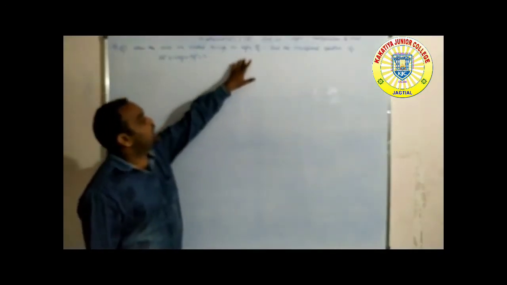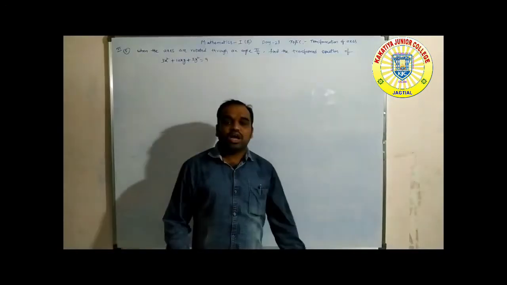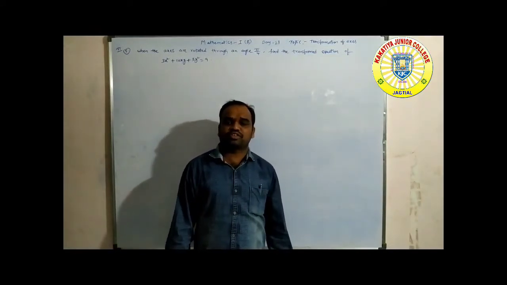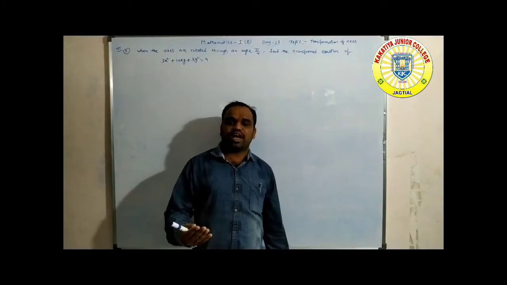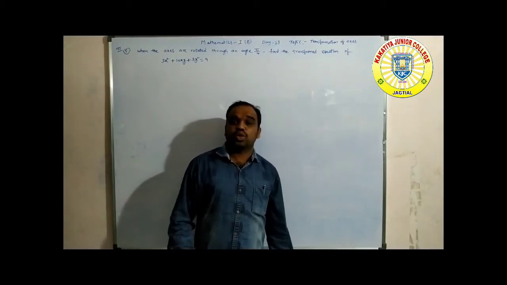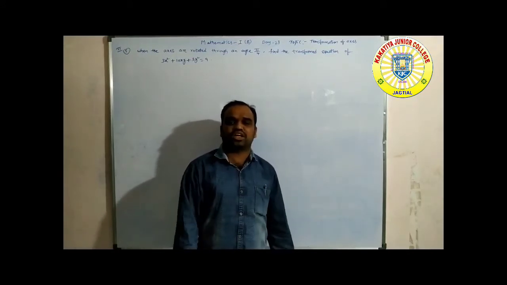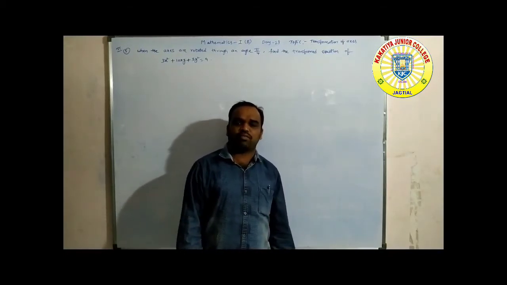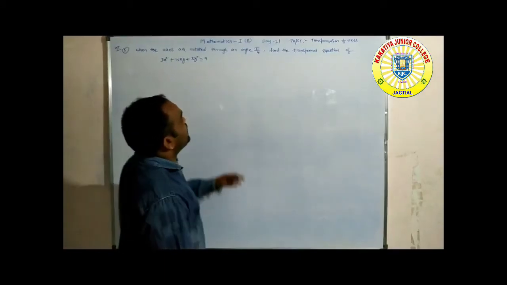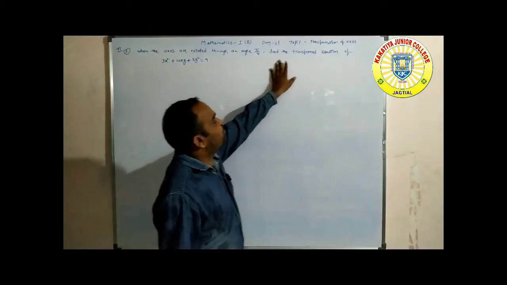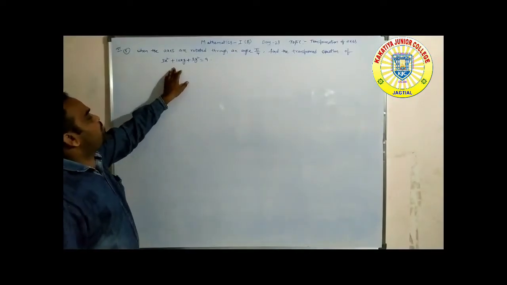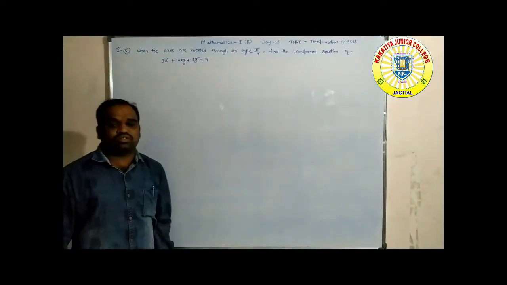Okay now? So here when the axes are rotated through an angle pi by 4, rotation of angle is given, that's why this is which type of transformation, sir? Rotation of axis or translation of axis? Rotation of axis. Here angle is given, that's why clearly this problem refers to the rotation of axis problem. Here rotation of angle is pi by 4. Find the transformed equation of 3x square plus 10xy plus 3y square equal to 9.